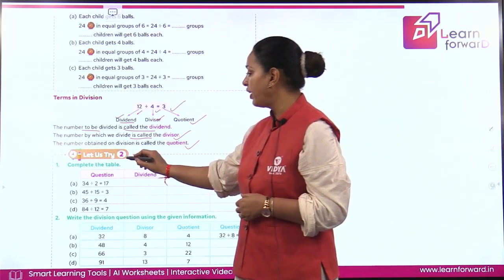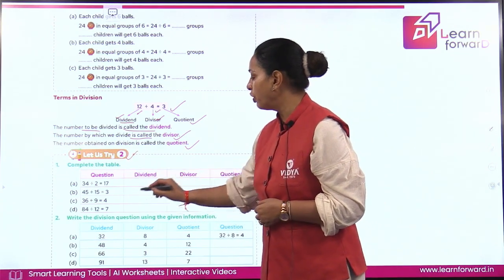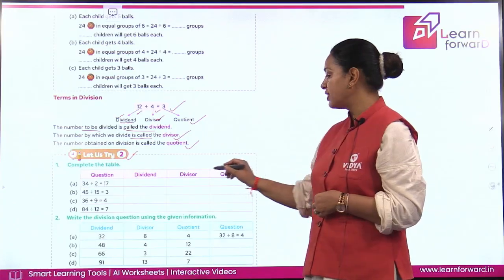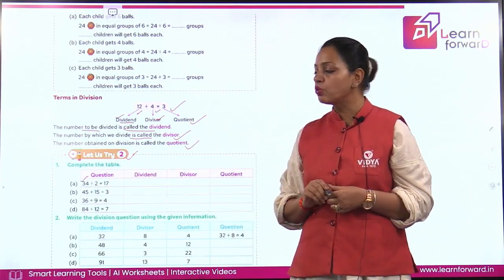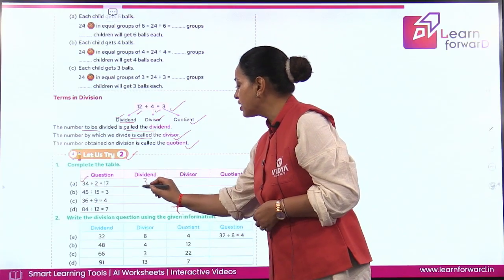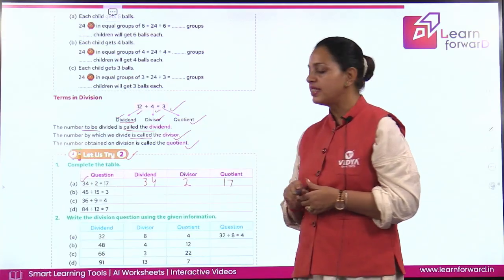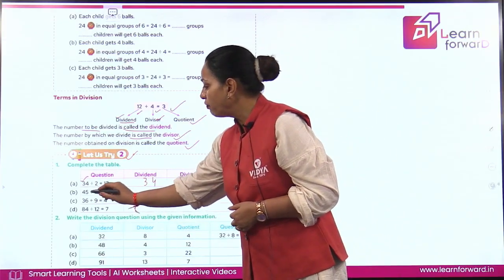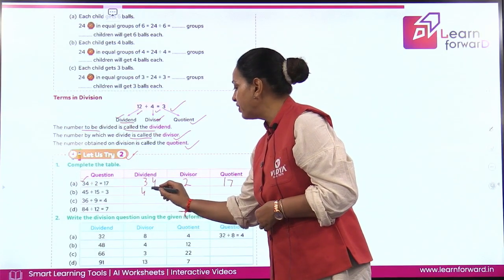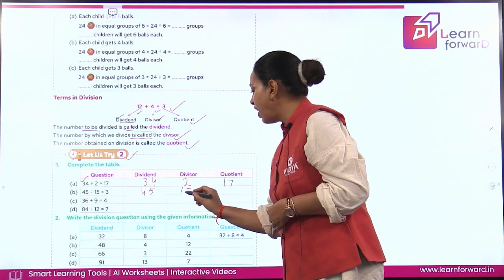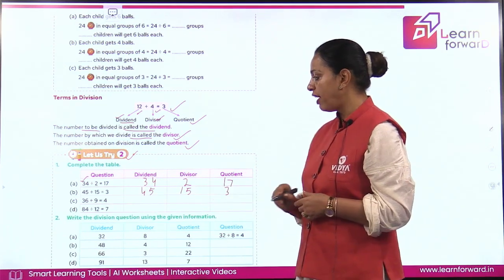Now let us try the second one here. The first, complete the table. Here some questions are given, we have to write dividend, divisor and quotient. Like A part, 34 divided by 2 equals 17. So dividend is 34, divisor is 2, quotient is 17. B part, 45 divided by 15 equals 3. So 45 is dividend, 15 is divisor and 3 is the quotient. Similarly, you can try C and D.